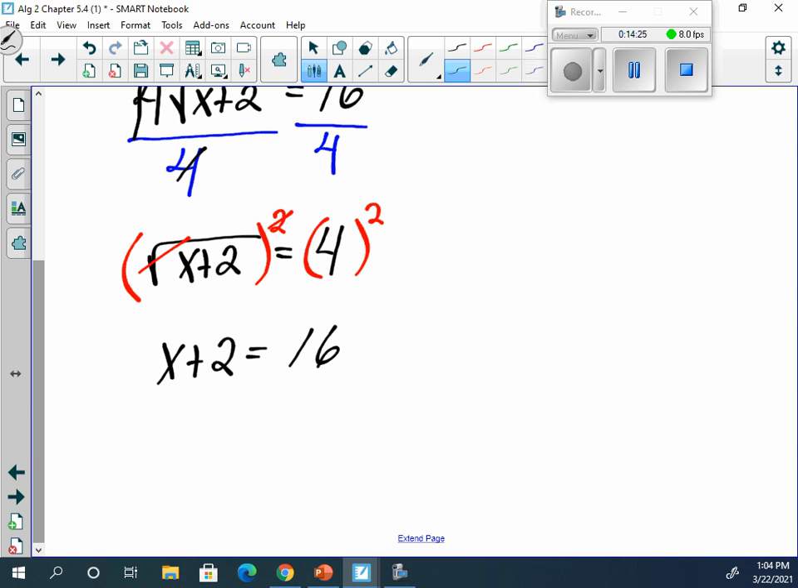Well, now we can solve. Because at this point here, on most of the ones we've done so far, we squared both sides and we had our answer. Here we need to do one more step. We need to subtract 2.